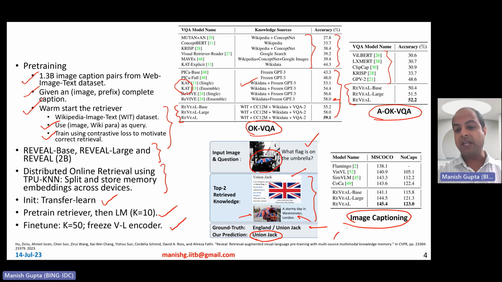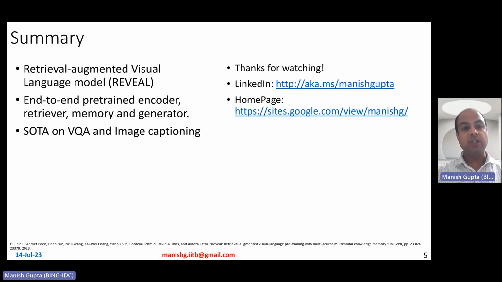On image captioning datasets also, Reveal comes up with a really high CIDEr score, much better than existing baselines. To summarize, in this video, I talked about the Reveal model, which is a retrieval-augmented visual language model. It depends on four important components: the encoder, retriever, memory, and generator, which are all end-to-end pre-trained. And it helped establish state-of-the-art on visual question answering and image captioning datasets.